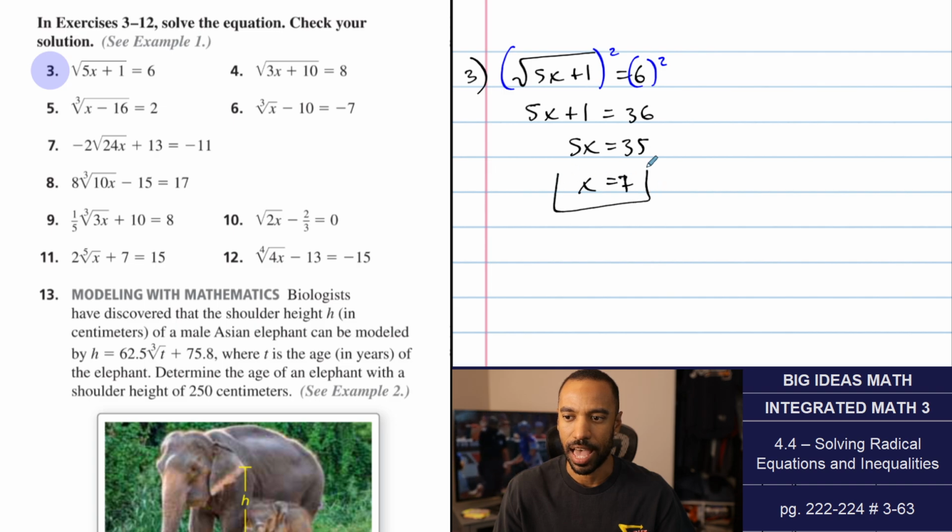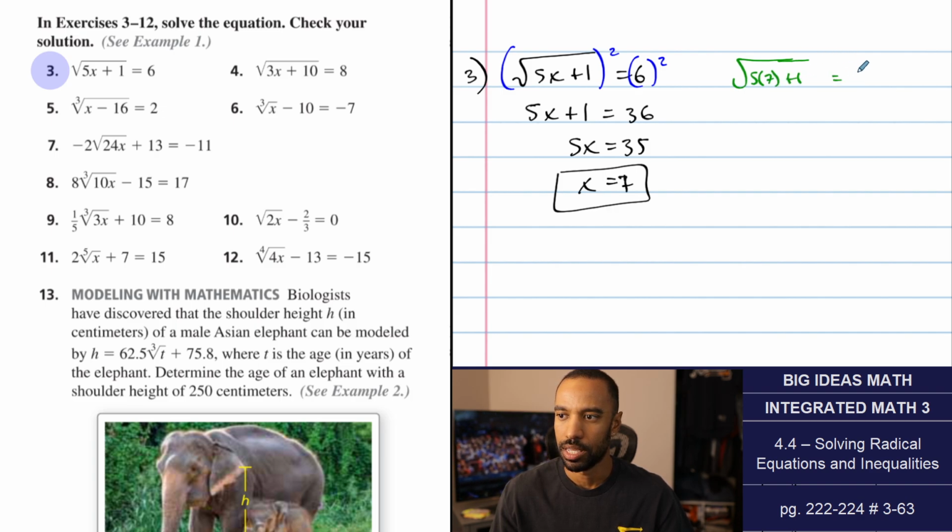Now let's double check that. Make sure all's good. We'll do this on the side. We'll do square root of 5 times 7 plus 1 equals 6. Just keep the 6 on that side. Square root of 35 plus 1 equals 6. Square root of 36 equals 6, and 6 equals 6. This checks out. All good.